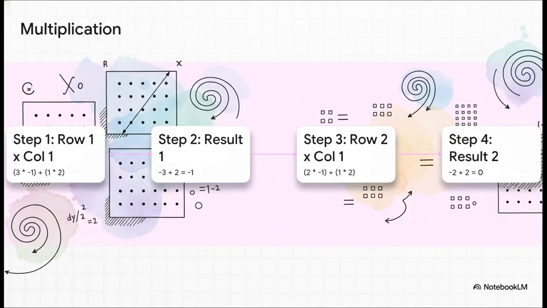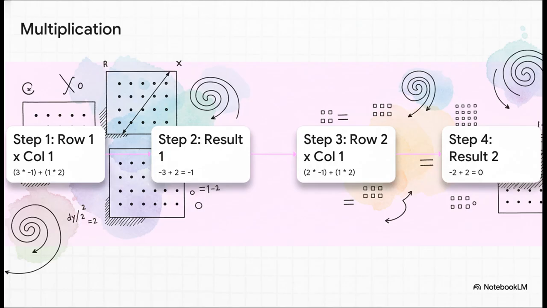Okay, let's walk through this one. To get that top number in our final answer, we take the first row, the 3 and the 1, and we multiply it by that first column, the -1 and the 2. So we get 3 times -1 plus 1 times 2. That gives us -3 plus 2, which is -1. Simple enough. Now for the bottom number, we just do the exact same thing with the second row.